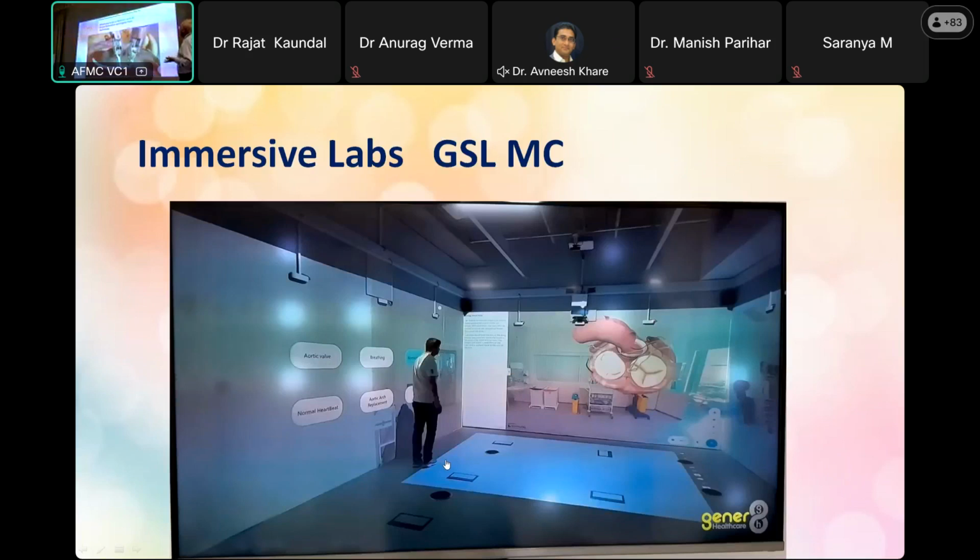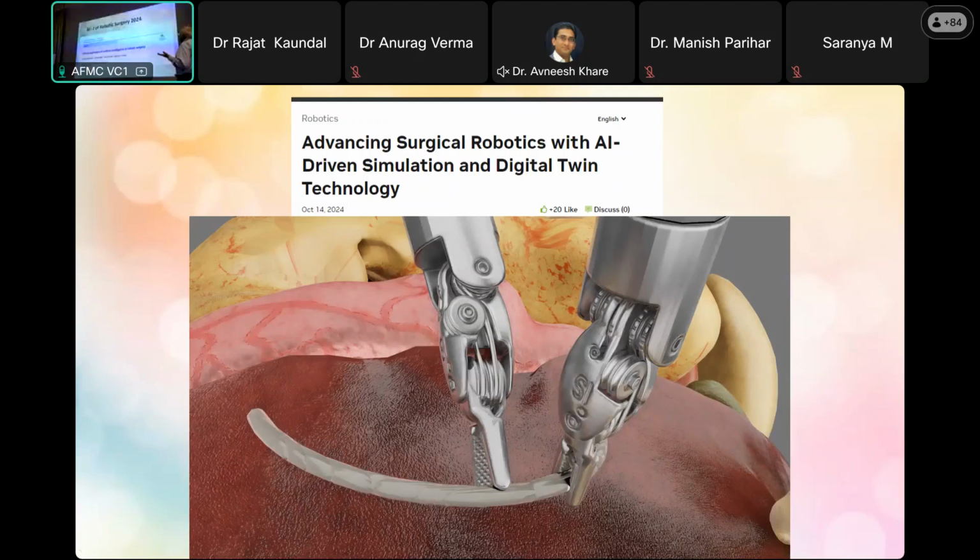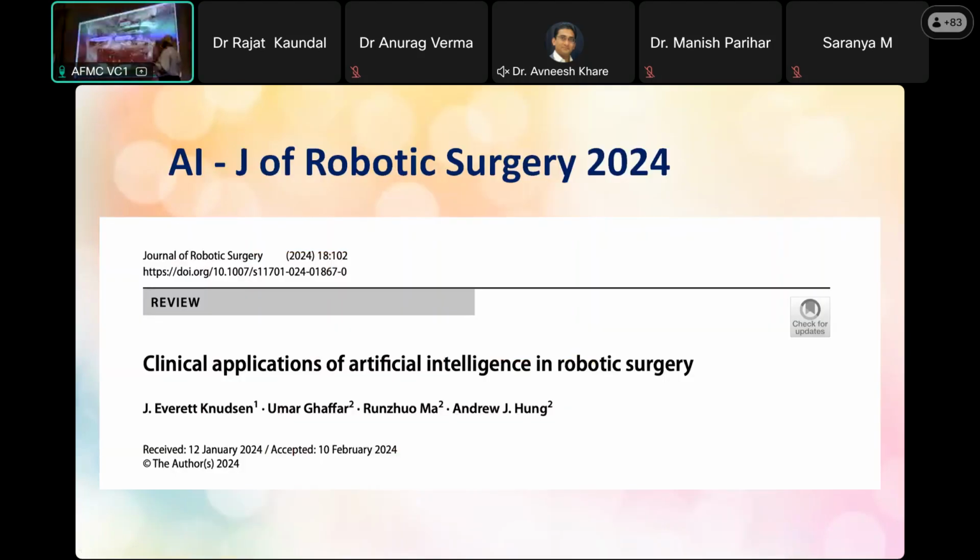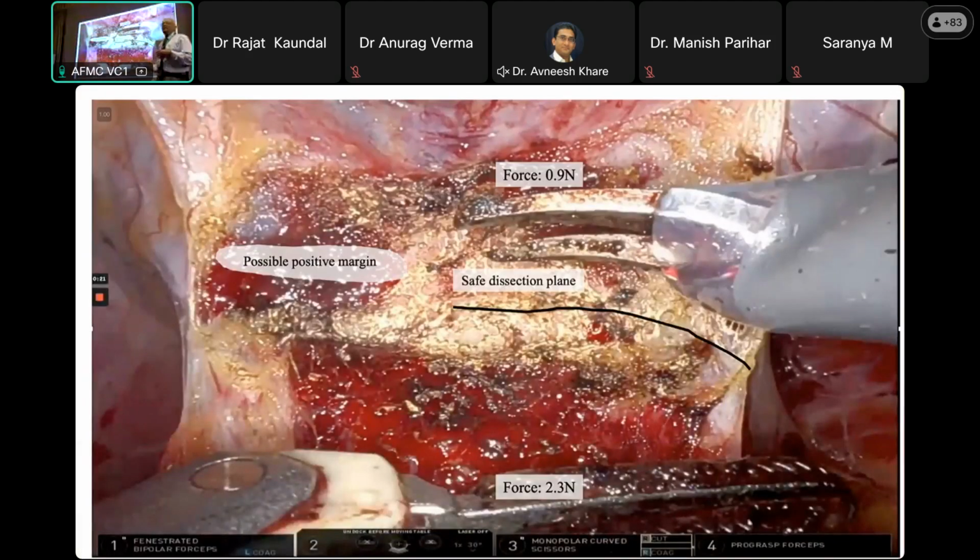The haptics is coming. Look at this advanced robotics with AI-driven technology. Now, the clinical application of artificial intelligence in robotic surgery. They will show you where your dissection plane is. The AI will guide you during the surgery. If I take the same patient's CT and put it into a particular kind of focus, it will help me know which dissection plane I'm going to operate in. And the next day when I'm operating, it will tell me how I can operate in that particular plane. It will guide me through that.